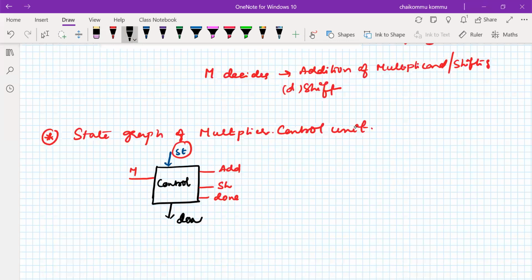The load signal must be generated. So what do we mean by the load? That means the LSB positions of the product are filled with the multiplier. That is the meaning of the load. So therefore the load signal has to be generated. Depending upon the M signal, add-shift or only shift has to be performed. Once everything is completed, the done signal has to be generated, right?